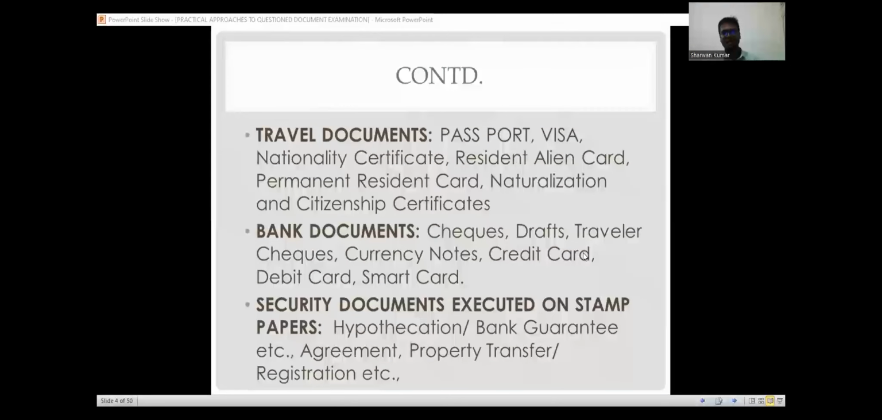Then we have travel documents, which include passport, visa, nationality certificate, resident alien certificate, permanent resident card, naturalization and citizenship certificates. Then of course bank documents are very important, because money is involved. Mainly, 60 to 70% of the cases examined are related to bank documents, as HOD ma'am has pointed out. These include checks, drafts, traveler's checks, currency notes, credit cards, debit cards, smart cards. Next is the category of documents executed on stamp papers, which includes bank guarantees, agreements, property transfers, registrations, rent agreements, etc.